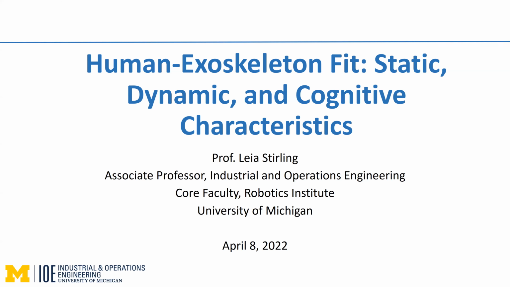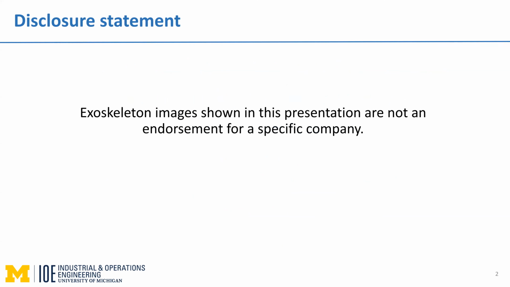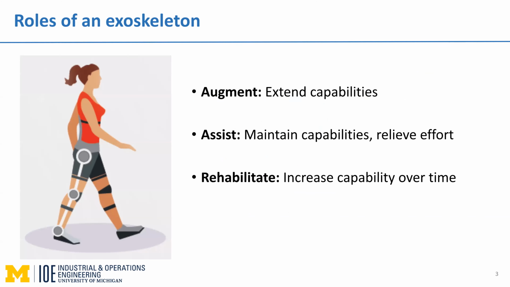Excellent. So in this talk, I'm going to show pictures of exoskeletons, and my selection of exoskeleton examples are not an endorsement for a specific company. So there are different roles that an exoskeleton can take. An exoskeleton can augment the human's capabilities. For example, it can enable you to lift more weight than you usually could, or run faster, or for a longer time. An exoskeleton can also assist the human's capabilities.